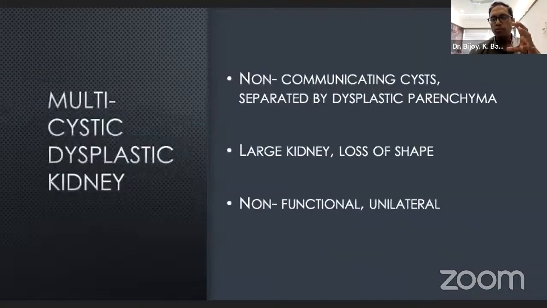The next group of abnormality is the multicystic dysplastic kidney. Now, this renal disease is completely different from the other two that we saw, because here the classic hallmark is this kidney no longer looks like a kidney. It's going to lose its reniform shape, and you're going to get a large collection of non-communicating cysts in the region of the renal fossa.